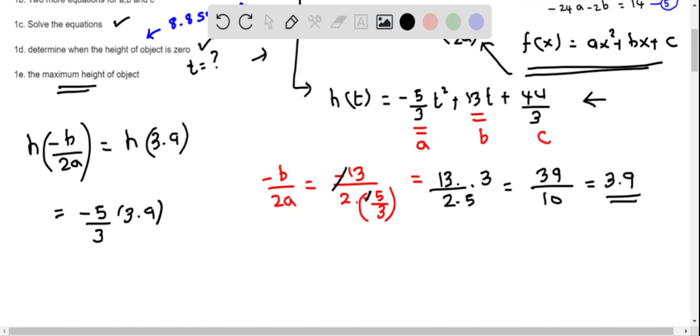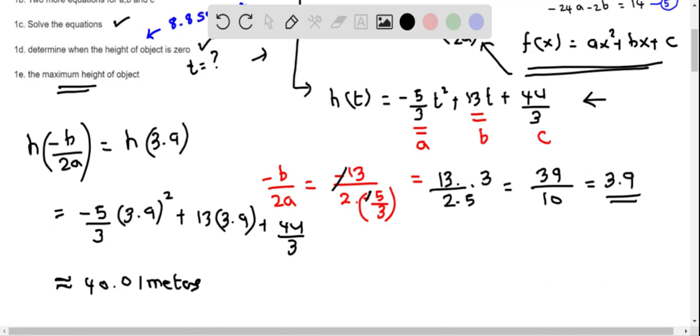So therefore this becomes minus 5 by 3 times 3.9 squared plus 13 times 3.9 plus 44 by 3. We can plug this into the calculator, and when we do that we get approximately 40.01 meters. So this is the maximum height reached by the object. So we have answered the question in part E.